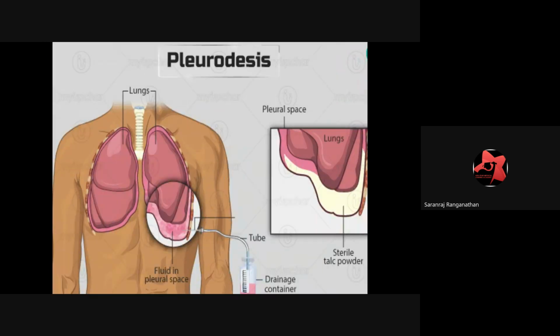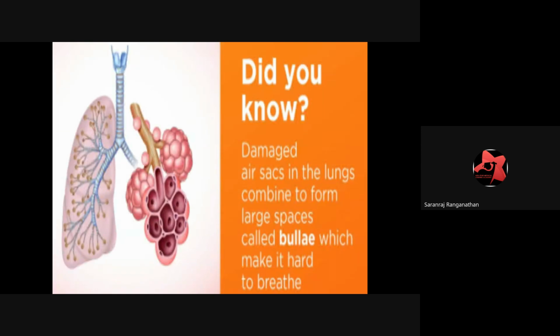Then next one, pleurodesis. I said that in the pleural area, some fluid can get accumulated. In that scenario, to remove it, they will do a drainage process. You can see here, they will insert a needle and suck out the excessive fluid from this place, and it will drain like this. That process is called pleurodesis.